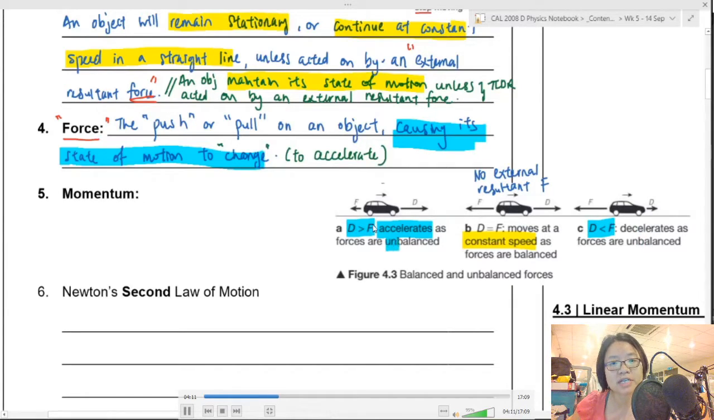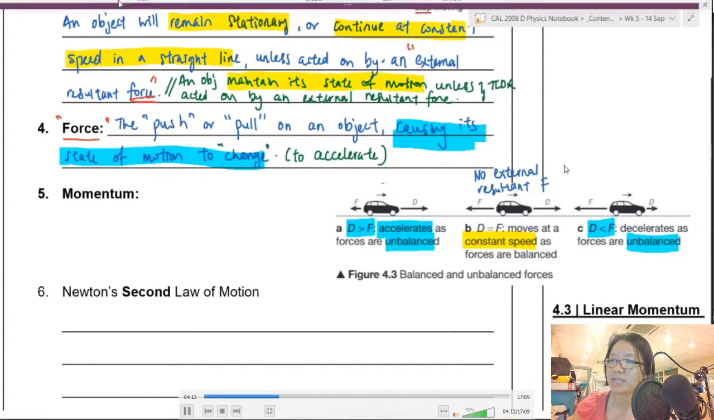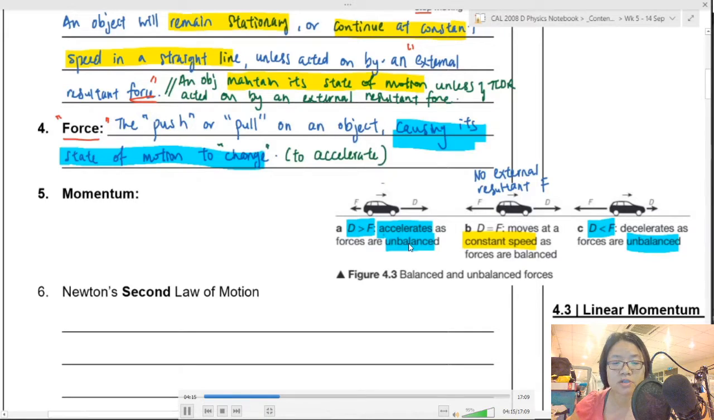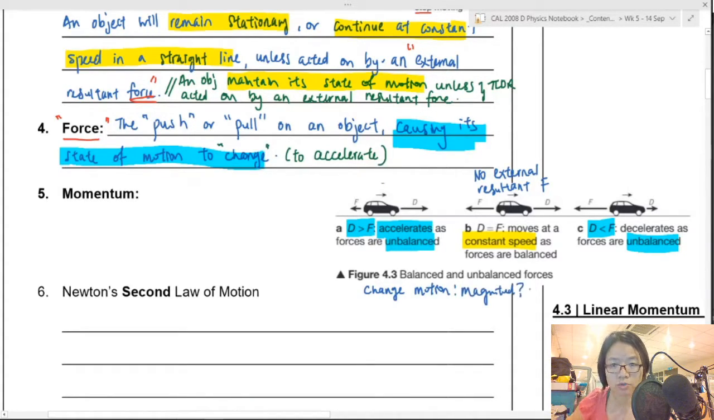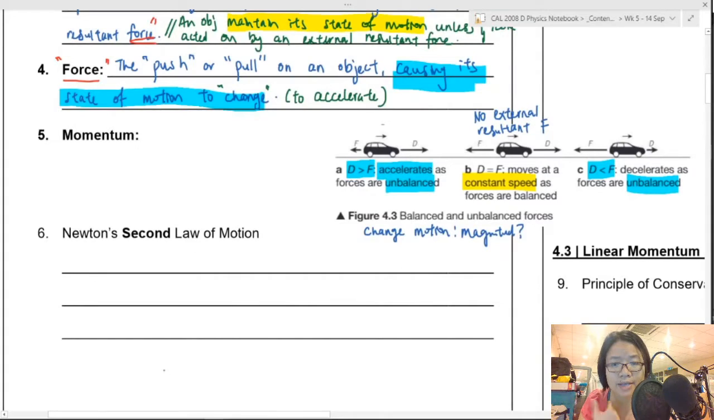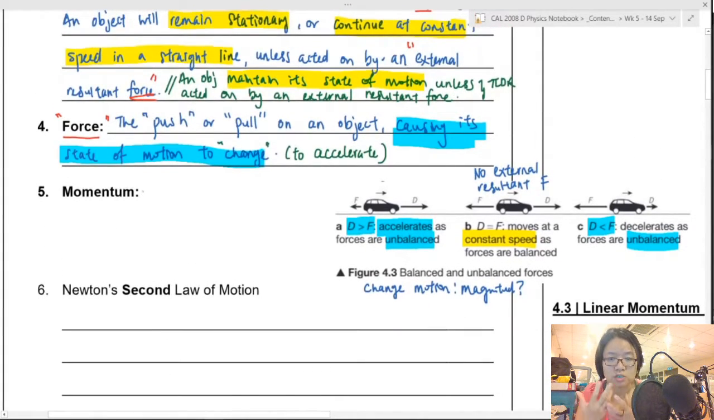Blue color means there's a change in motion. Either one is bigger than the other because the forces are unbalanced. This is not a new idea to you. You have learned this in your IGCSE. So when we think about it, if we talk about change in motion, there has to be a certain magnitude to describe how difficult it is to change the motion.